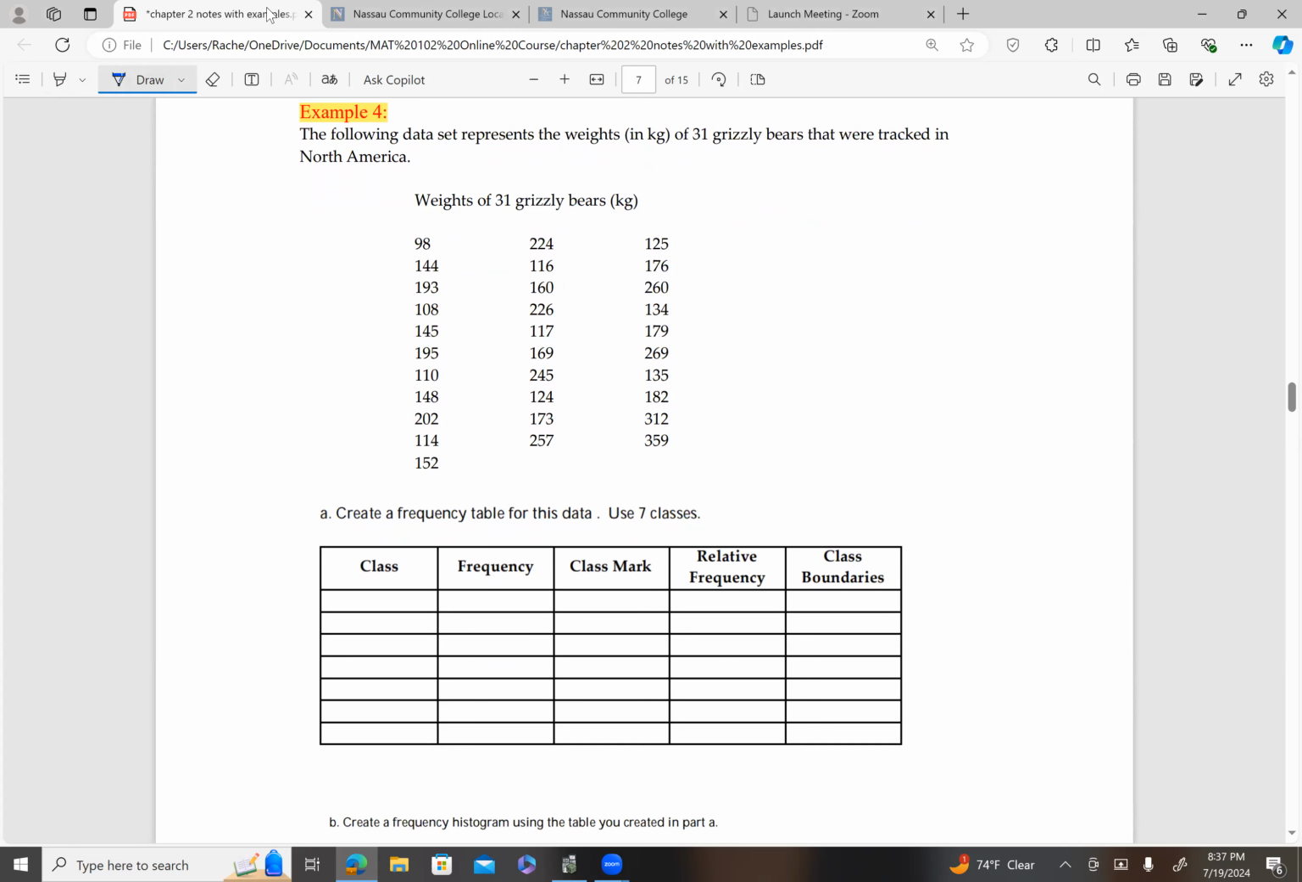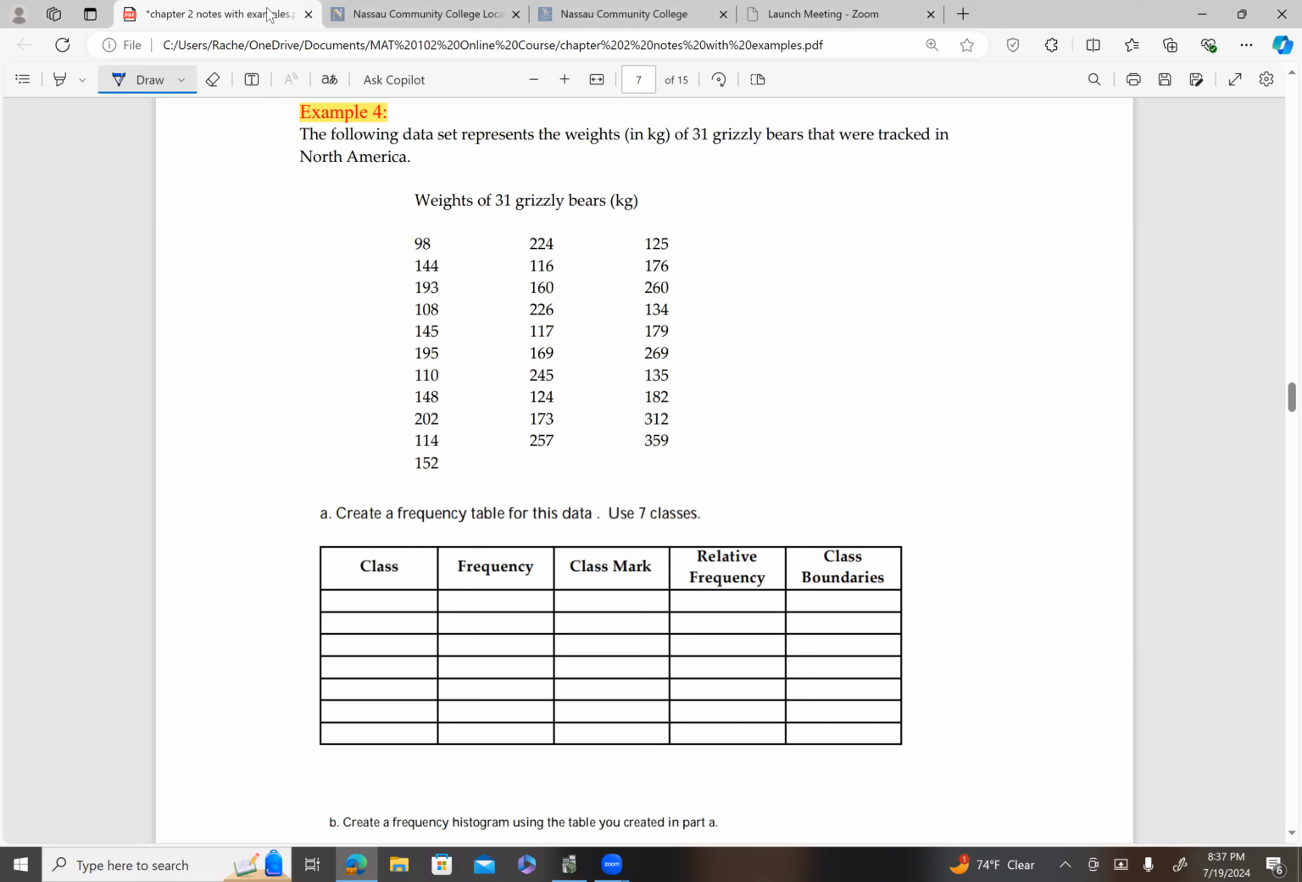And this is an example of continuous data. So in 2 previous videos, I talked about the different types of data. And whenever we're going to take a measurement, in this case weight, we're going to consider it a continuous variable. So what I want to do is summarize or organize this data set into a nice frequency table.